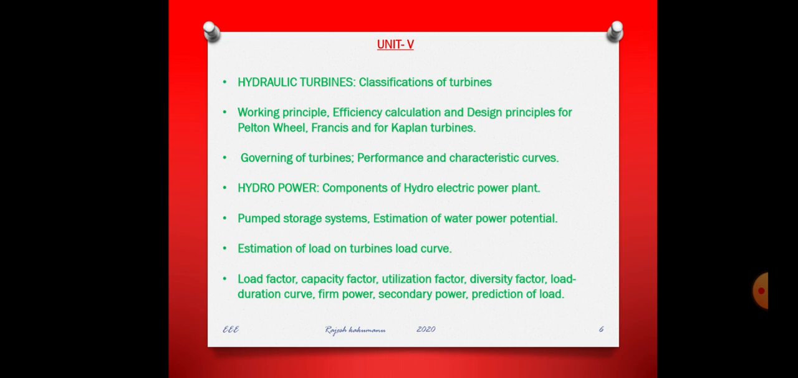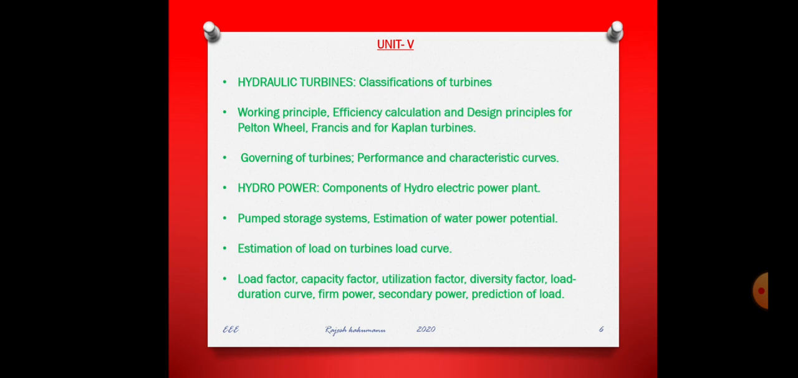And the working principles, efficiency calculations, performance characteristics, and design principles for different types: Pelton wheel, Francis wheel, Kaplan turbines, etc. Among turbines, Pelton is one type, Francis is one type, Kaplan is one type. All these are some sort of turbines, depending upon the application they are used for.